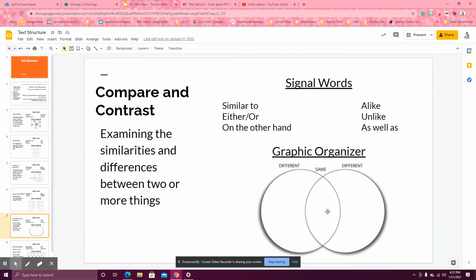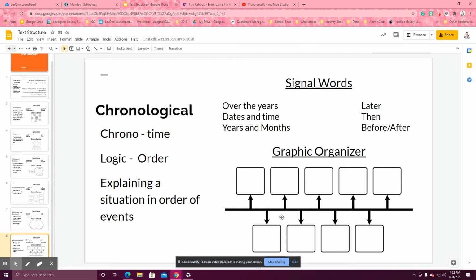And the graphic organizer is really simple. You put what's different on one side and what's the same in the middle. So if I'm looking at chocolate ice cream versus strawberry ice cream, their flavors are different, but they're both ice cream. All right, next, let's talk about the last one, chronological.